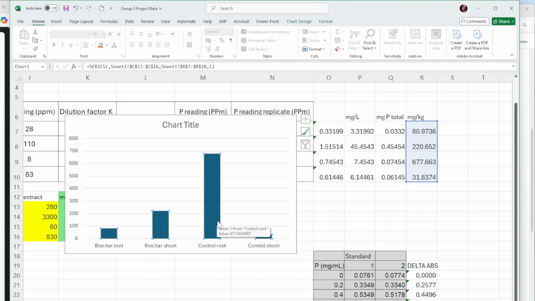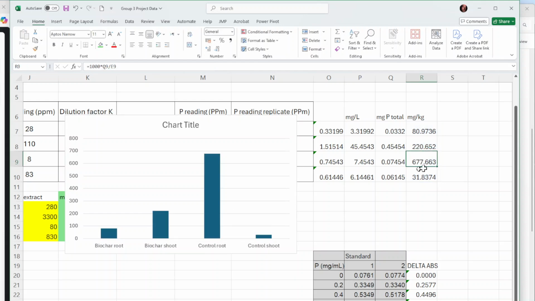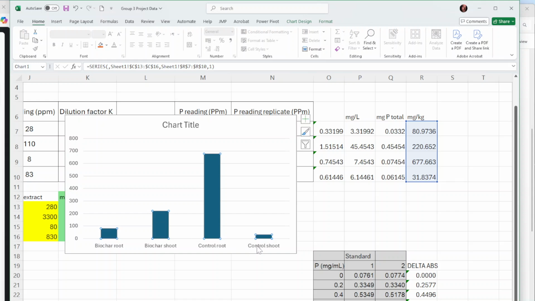So I'm showing here that my calculation is giving that there is way more phosphorus in the control roots. So probably maybe there is a mistake here on the control roots, because the control should not have more phosphorus than the biochar. But in the case of the shoot, there is more on the biochar shoot than the control shoot. But in the case of the roots, it's showing much more on the control roots than in the biochar root, for some reason.